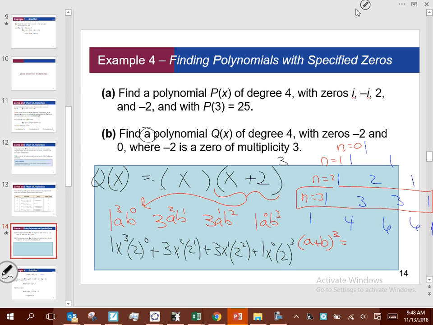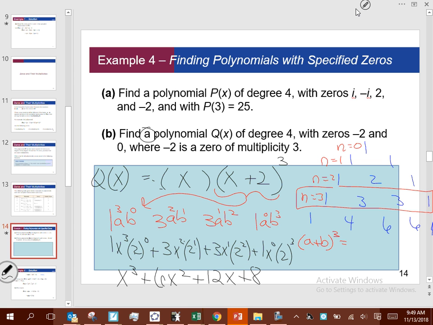Right? You can either write this down like I'm doing so you can see it, but maybe some of you would be doing some of this in your head. What's x cubed times 2 to the 0? x cubed. Okay? 3x squared times 2 is 6x squared, right? 3 times 2 squared is 12x. And then x to 0 is 1 times 2 cubed is 8. So that expands (x + 2) cubed for us.